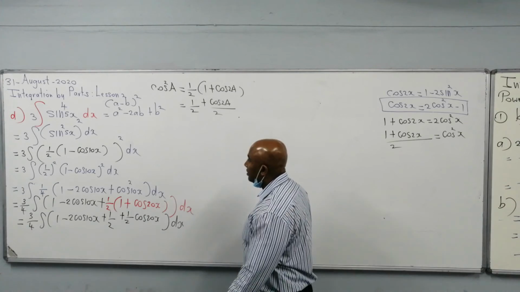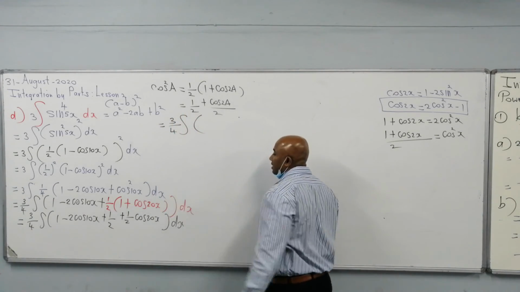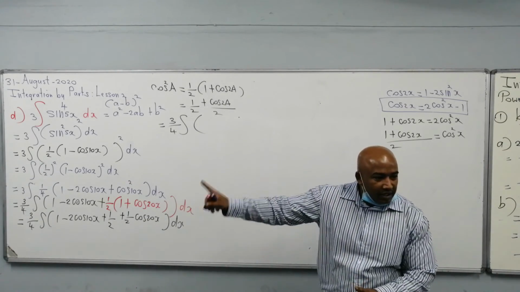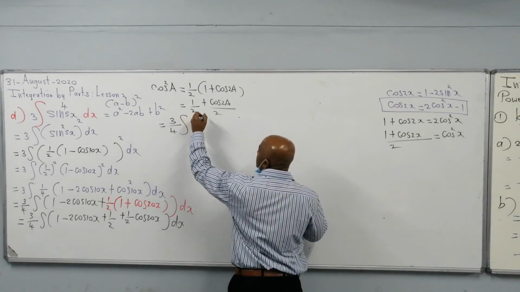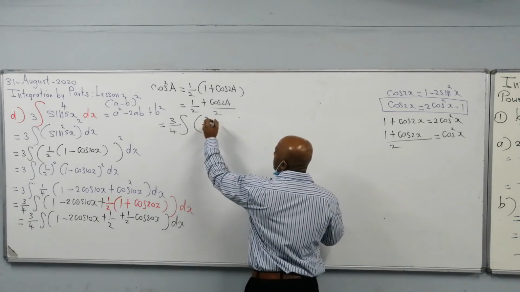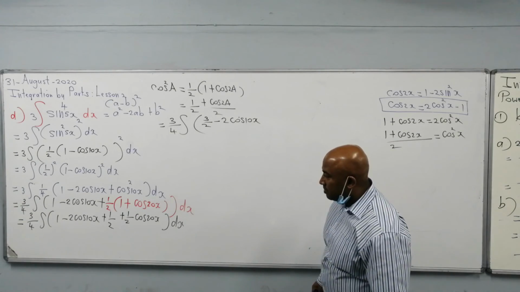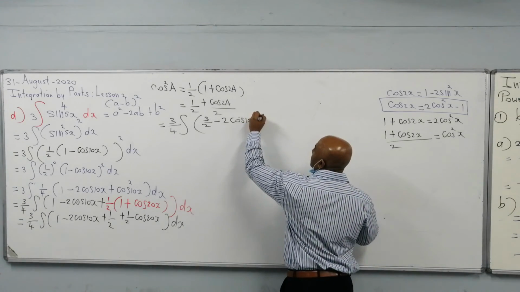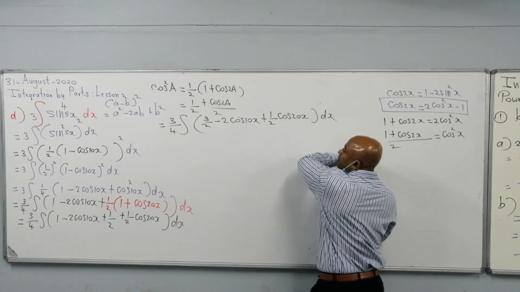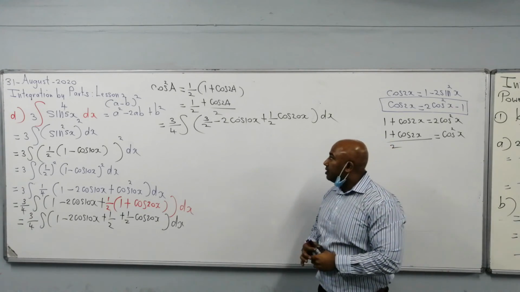So now, what can I do? There's nothing more except just the 1 and a half. I can add it up. Can you see that? I've got 1 plus half, which is 1 and a half, which is equal to 3 over 2. Minus 2 cos 10x. And the last term is plus half cos 20x. So now, there's nothing more I need to simplify.